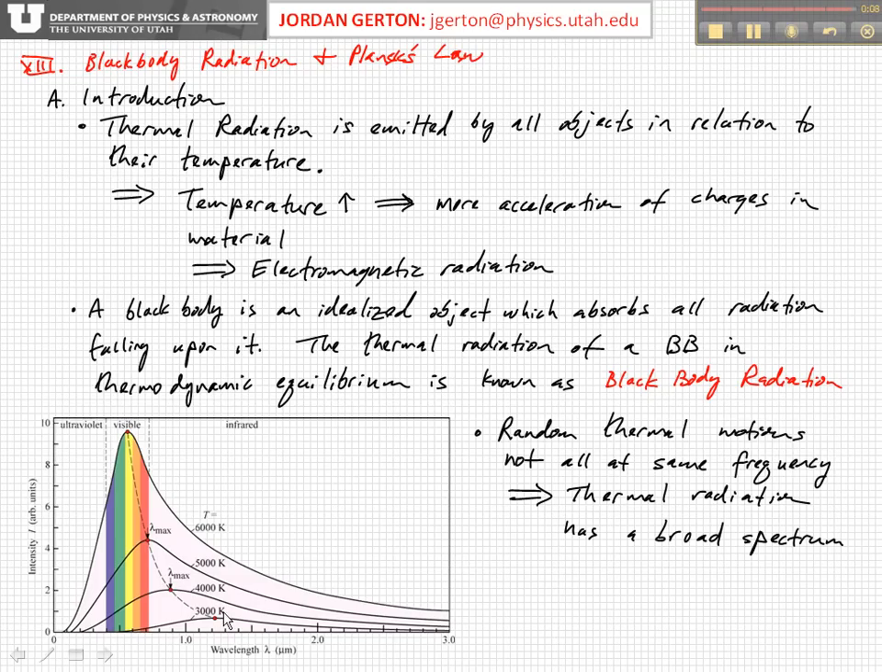Here, 3,000 Kelvin, that's basically the temperature of a light bulb, and you can see that its peak is actually well into the infrared.